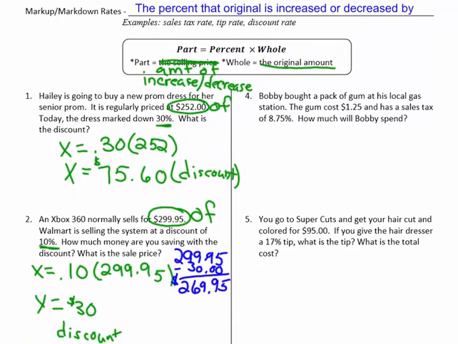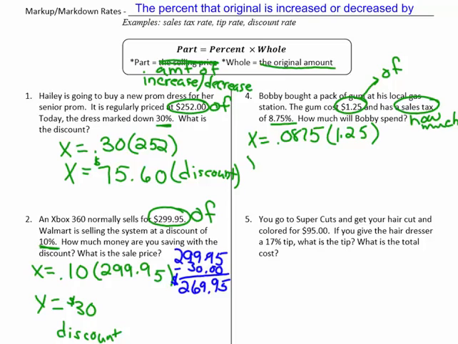So Bobby bought a pack of gum at his local gas station. The gum costs $1.25 and has a sales tax of 8.75%. How much will Bobby spend? Well, I have to do two things. First, I have to know how much sales tax. That's what I have to find first. So here's my of, here's my percent. So X equals 0.0875 times 1.25. Now we're talking money, so I'm going to round it to the nearest penny, because money always gets rounded to the nearest penny. So that turns out to be 11 cents.